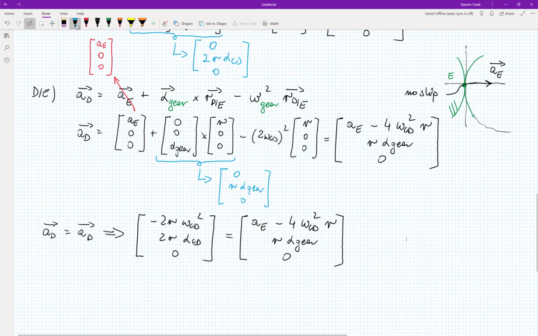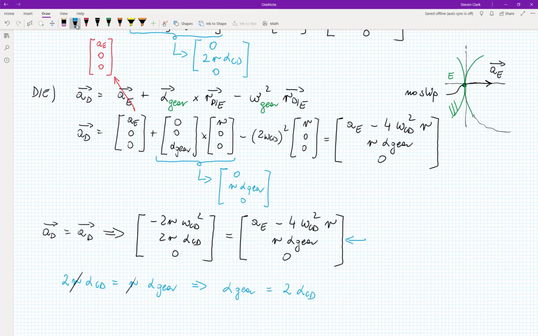Okay, so now if we look at the y components, we can see that our 2R alpha CD is equal to R alpha gear. And that means that our alpha gear is twice larger than alpha CD. And vector-wise, it's 2 alpha CD K.